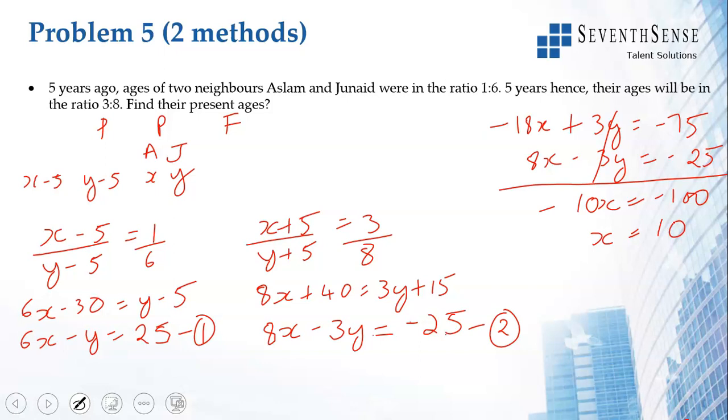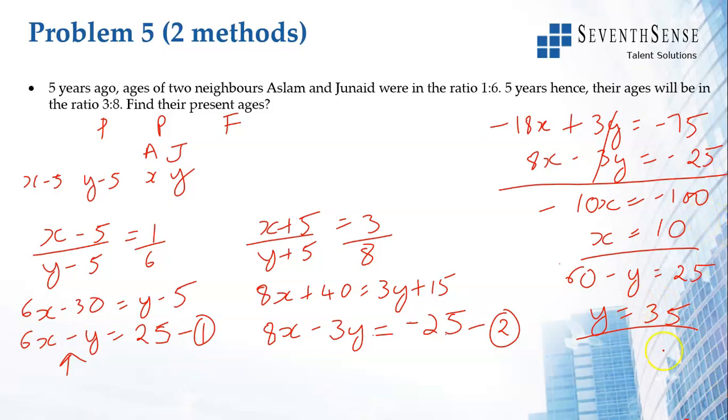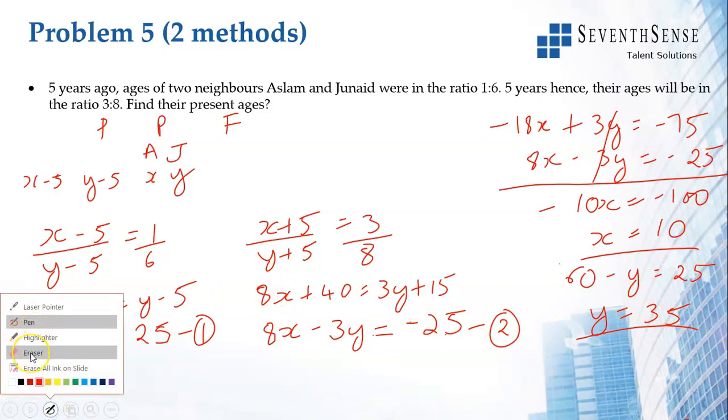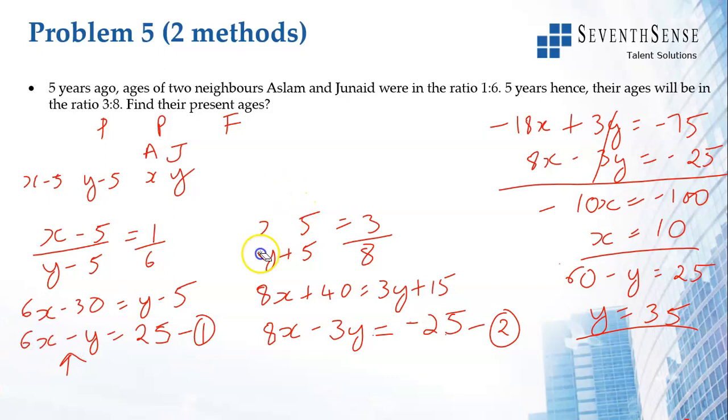You substitute that in either one of those equations. 6x minus y is 25. So you get this equation, I will substitute. 60 minus y is equal to 25. Y is equal to 60 minus 25, which is 35. So the present ages are 10 and 35. You figured this method out, right? Let us see if there is another method. Let me just erase this part.